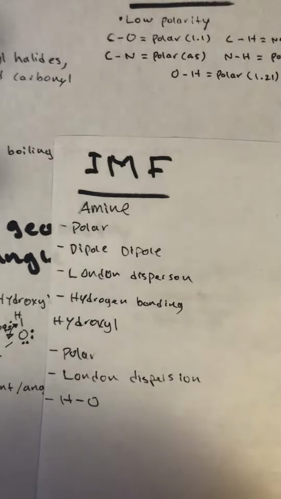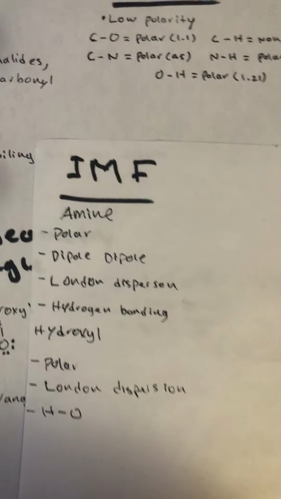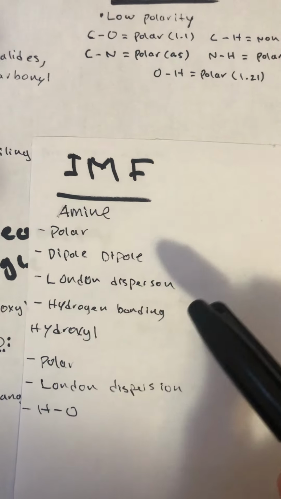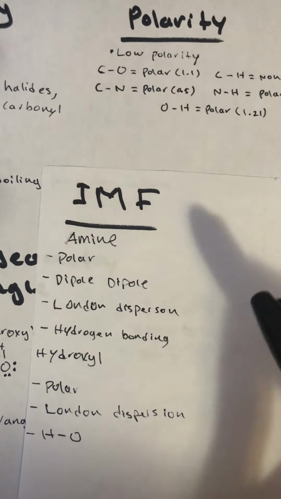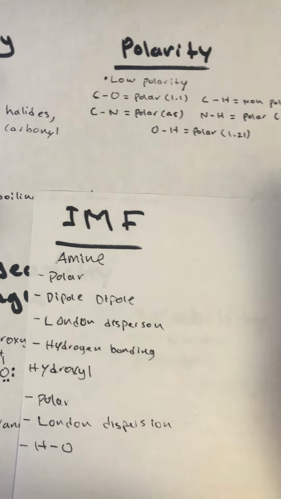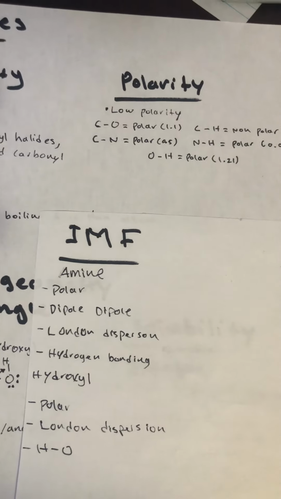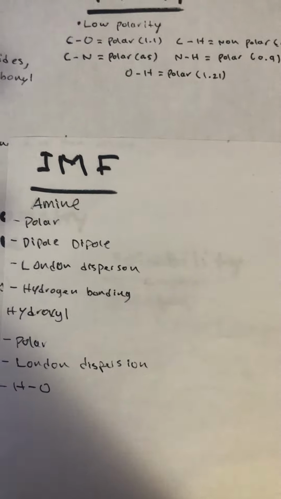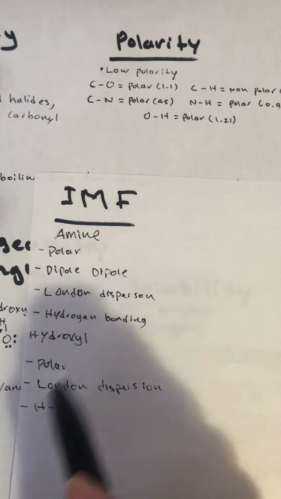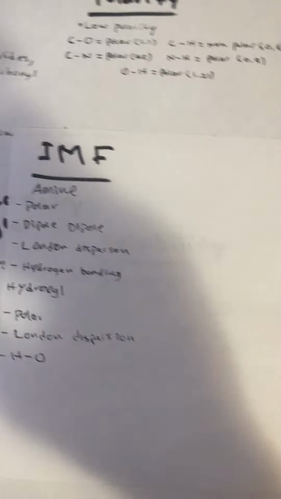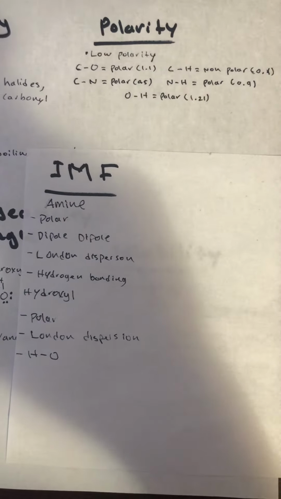And lastly, the intermolecular forces. So for amines, it is a polar molecule and experiences dipole-dipole and London dispersion, as every molecule experiences that force. And also has hydrogen bonding between N and H. And the hydroxyl also is polar and has London dispersion and also has hydrogen bonding between hydrogen and oxygen. So that's all for my molecule assignment.